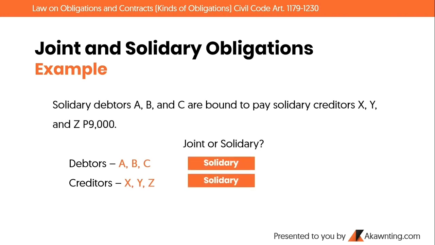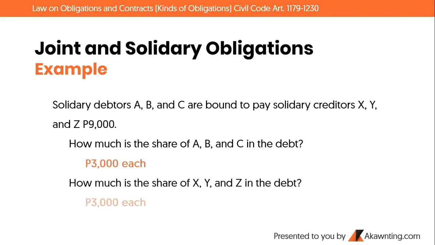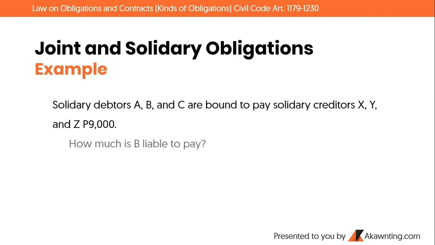This time, both parties or both sides are solidary. Okay. So, how much is the share of A, B, and C in the debt? So, ganun pa rin, 3,000. Hindi naapektuhan yung share. Inulit ko. Whether they are solidary or joint, hindi naapektuhan yung share. Kung ano yung naitalagang share nila, yun. Okay? So, kung walang nabanggit, equally sila. Ang maapektuhan is yung obliged silang bayaran at pwede nilang singilin.